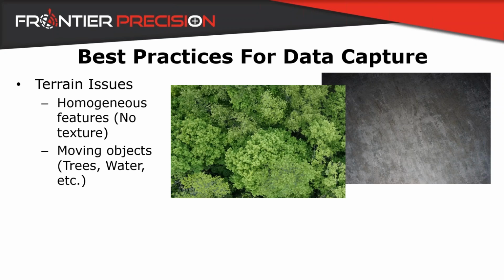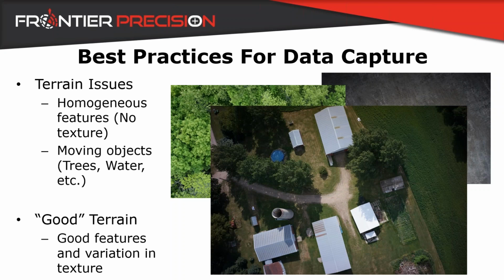Also, moving objects such as trees and water, whether there's leaves or no leaves, trees can be difficult and provide some hurdles for us. Ideally, we want to see what we call good terrain. So terrain that's going to provide adequate results for us is going to have good surface texture, lots of different features and structures and lots of things going on to extract our key points from.